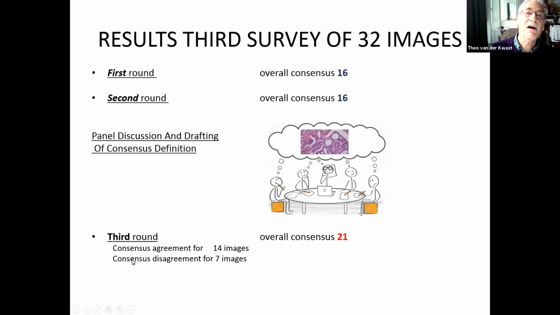In the first and second rounds, overall consensus was obtained for 16 images, and in the third survey round of the 32 images, there was an overall consensus for 21 images. This means that there remains a subset of images where the panelists were not able to obtain consensus, and these remain borderline cases, and we have to accept that this situation may happen.